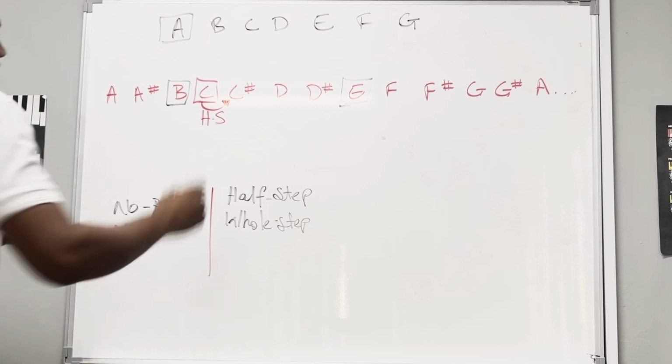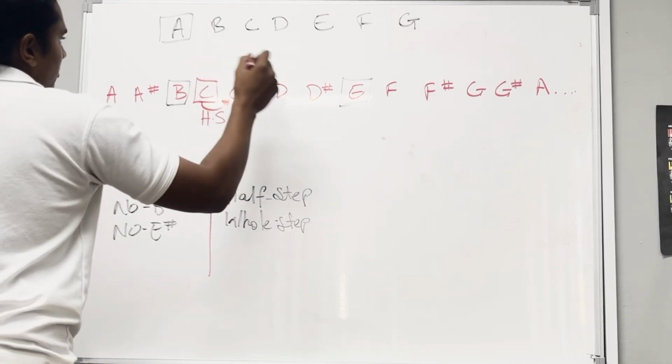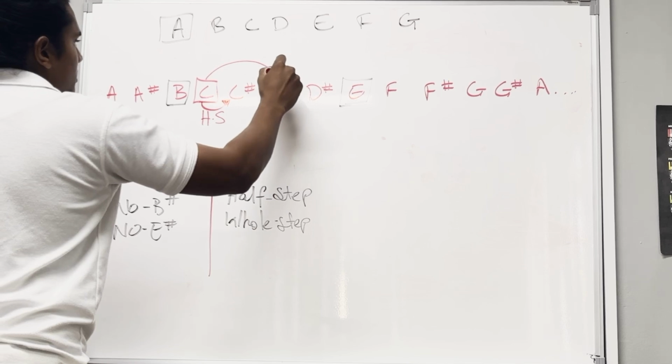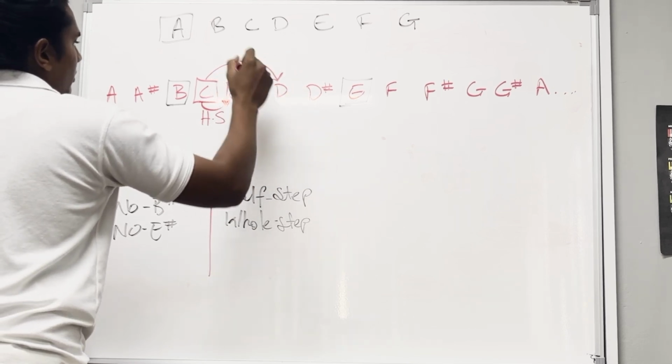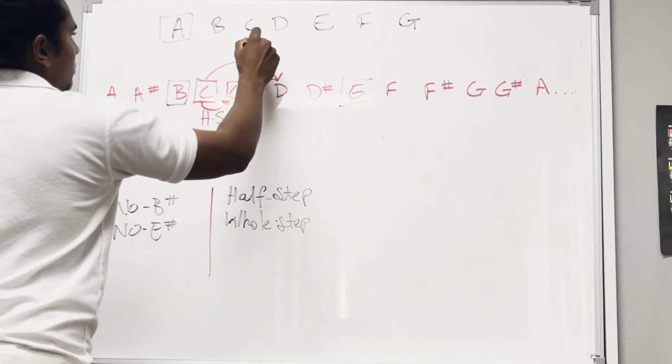Now, a whole step is when we take the same note, C, for example, and we go all the way to D. So we skip the C sharp and we go all the way to D. This is called a whole step.